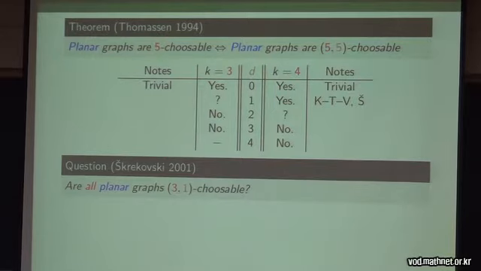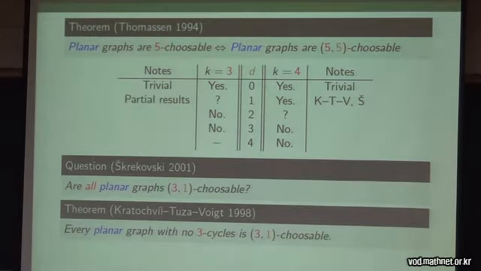And the only known partial results were the ones by Kratochvil, Tuza, and Voigt, where they proved triangle-free planar graphs are 3-1 choosable. And the way they prove it is you can easily find some orientation where the out-degree is at most 2, and if you just delete the colors among these edges, or where you have this intersection, then by some easy argument you can easily color the planar graph. So this was the state of the art before we started working on this.